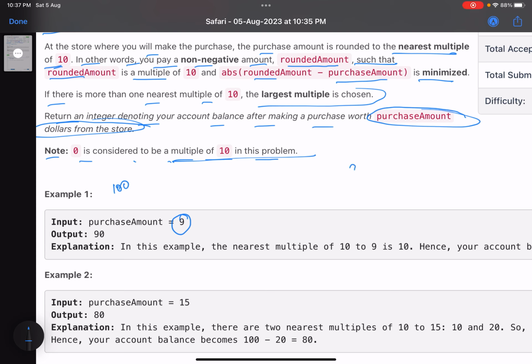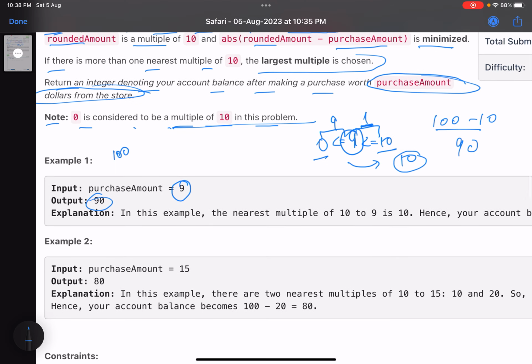What do I mean by this? So consider 9. What is the multiple of 10 which is less than 9? That is 0. And what is the multiple of 10 that is just greater than 9? That is 10. What's the absolute difference between them? This is 9, this is 1. So that means if you round off 9, which value will you get? Will you get 0 or will you get 10? You will get 10. Getting it? So if someone says you have to buy an item of $9, you will be spending $10 and not $0. So you had $100, you do minus 10, you are left with 90.